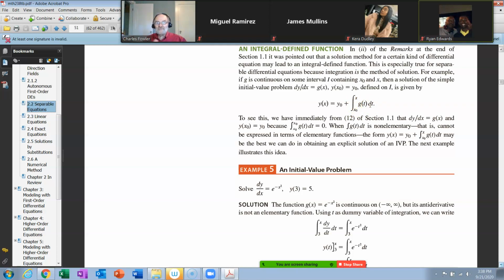Now, if you can integrate the g of t, fine, do it. But if you can't, this is an integral defined solution. Okay. And if that's non-elementary, meaning it cannot be expressed in terms of elementary functions, then that is your best solution. Okay. How do you deal with it? Numerical integration. Okay. About the only way you can in a practical sense.